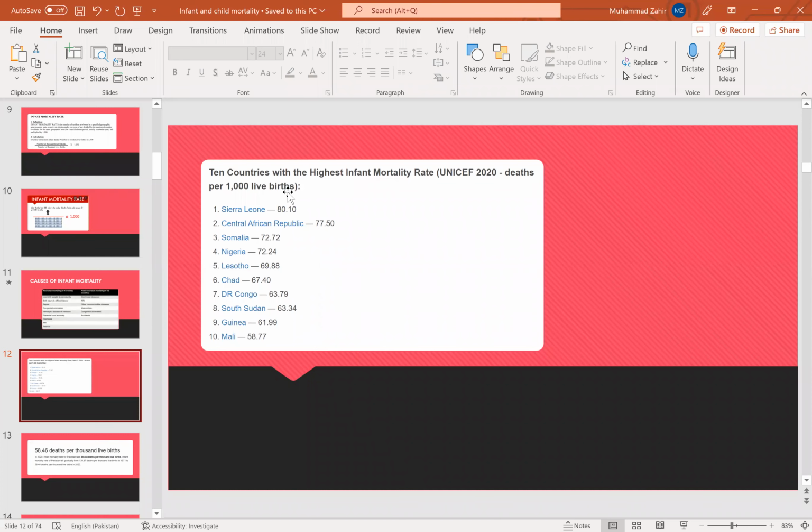If we look at the 10 countries with the highest infant mortality rate by UNICEF 2020 per 1,000 live births, on top of the list is Sierra Leone, which has 80. Then the Central African Republic, which has 77.50, then Somalia 72.72, Nigeria, and the list goes on. At the end it is Mali, which is 58.77.